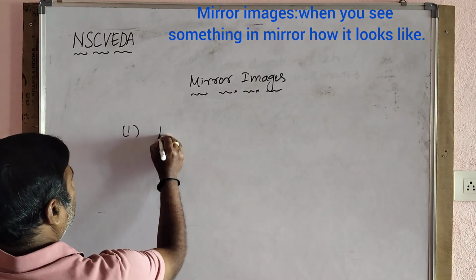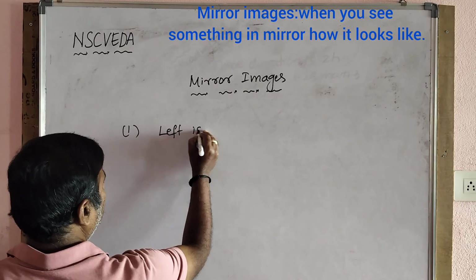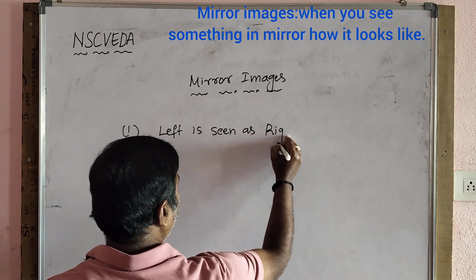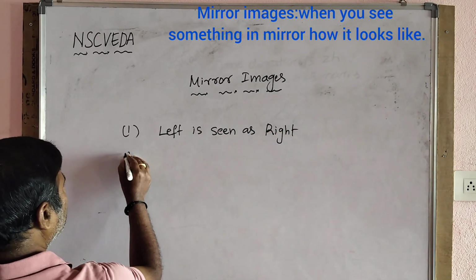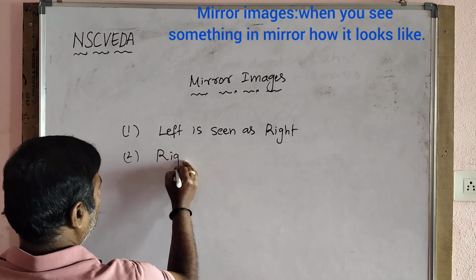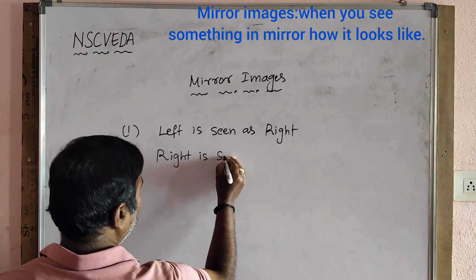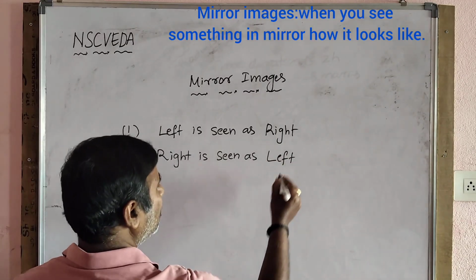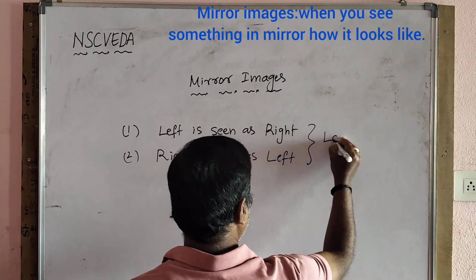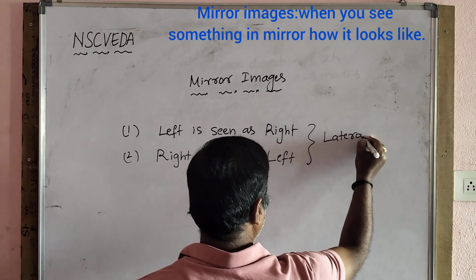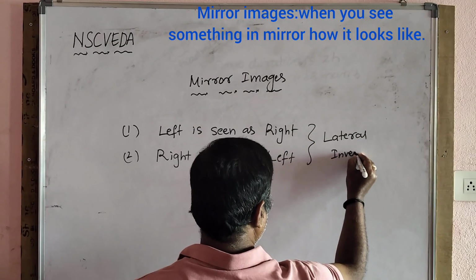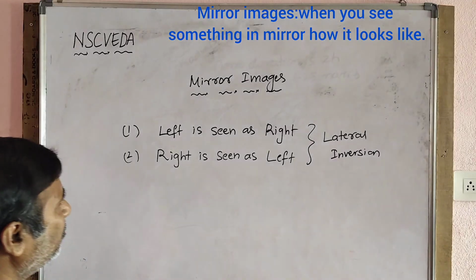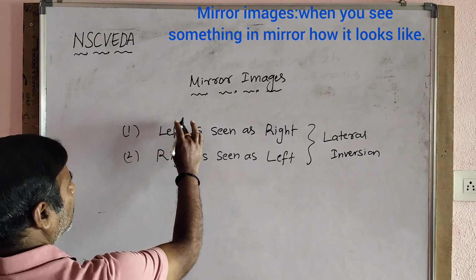In mirror images, left is seen as right, and right is seen as left. This is called lateral inversion. This is the first thing we observe in the mirror.